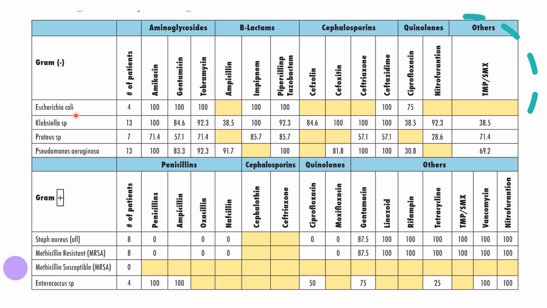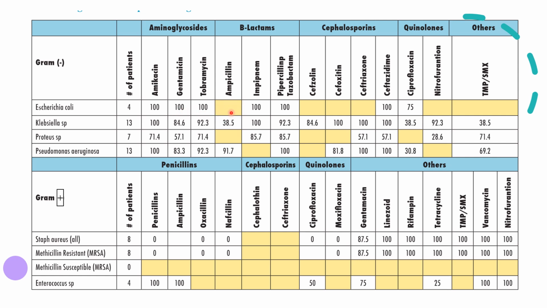If you have E. coli, for example, 4 patients had E. coli. All of these patients had 100% susceptibility to amikacin. It means that all four of the patients were susceptible to amikacin, not intermediately sensitive and not resistant. All of them were susceptible. The E. coli isolated from the 4 patients were also susceptible to gentamicin and tobramycin.